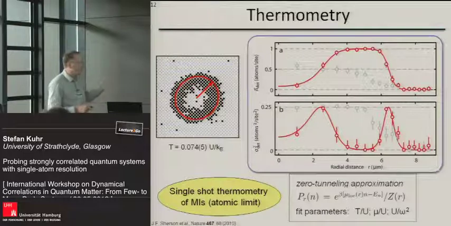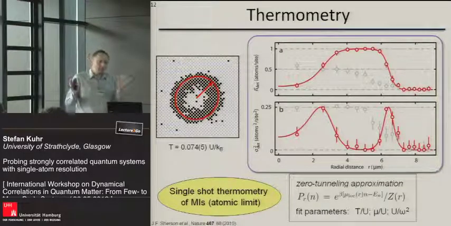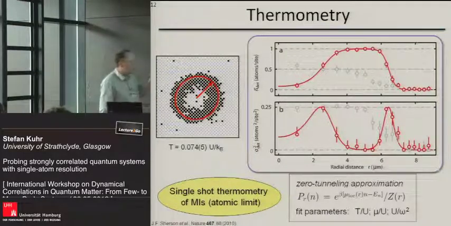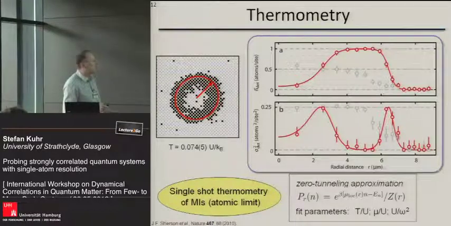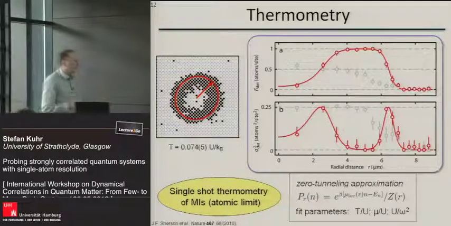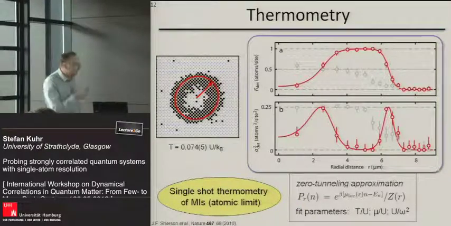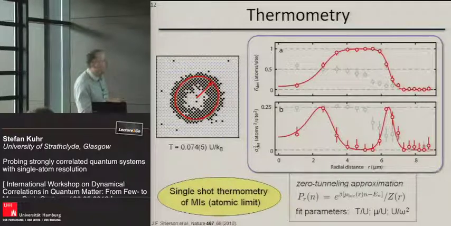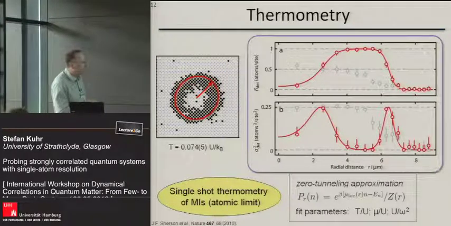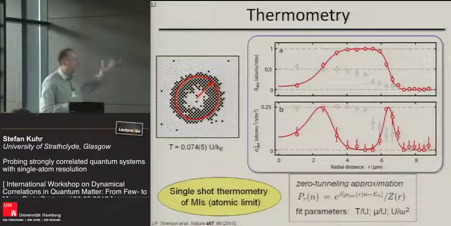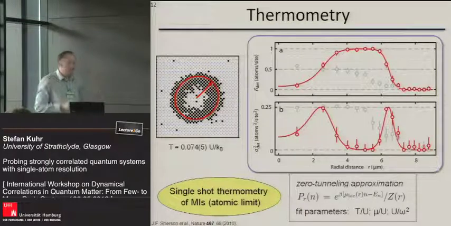That was not possible before, and for this particular system we obtain, for example, a temperature of 0.07 times U over k_B. That has to be compared with the melting temperature at which the compressibility vanishes for the Mott insulators. That's at 0.2 U. So with this we can prove that we are really deep in the Mott insulating limit. And what I should also point out is that this curve, this model, fits all the data points within the error bars, and that tells us that as far as we can see, the system is in global thermal equilibrium.